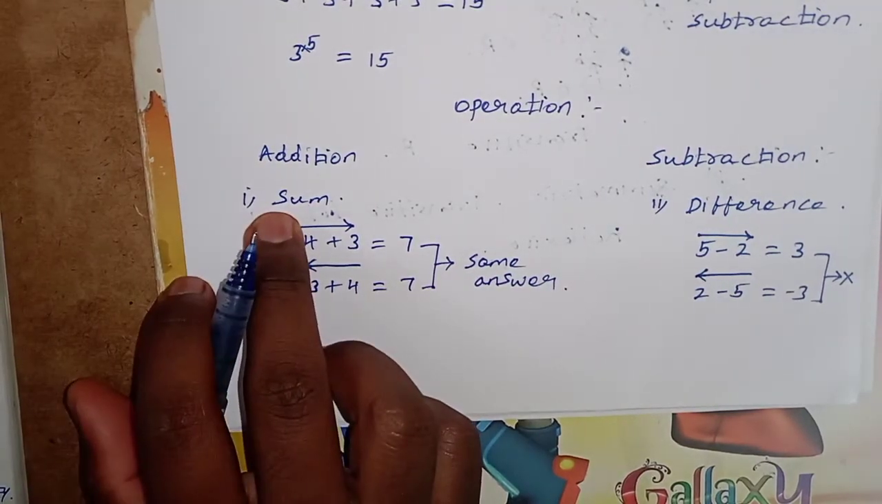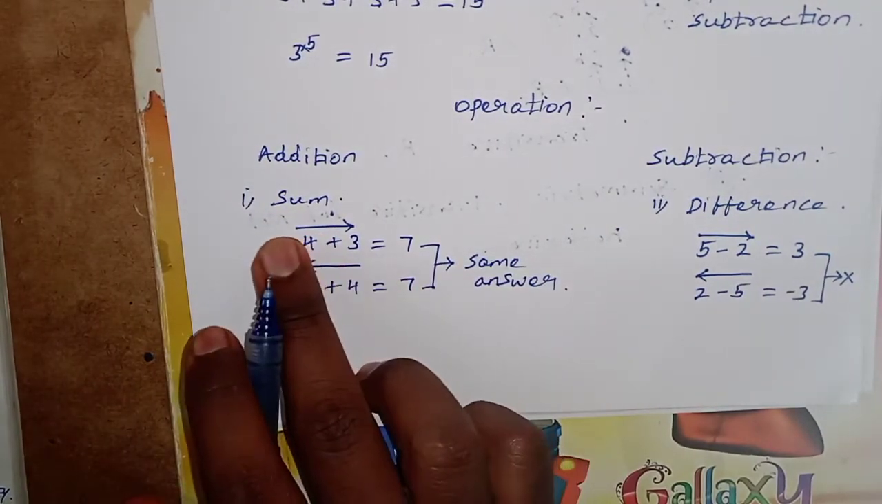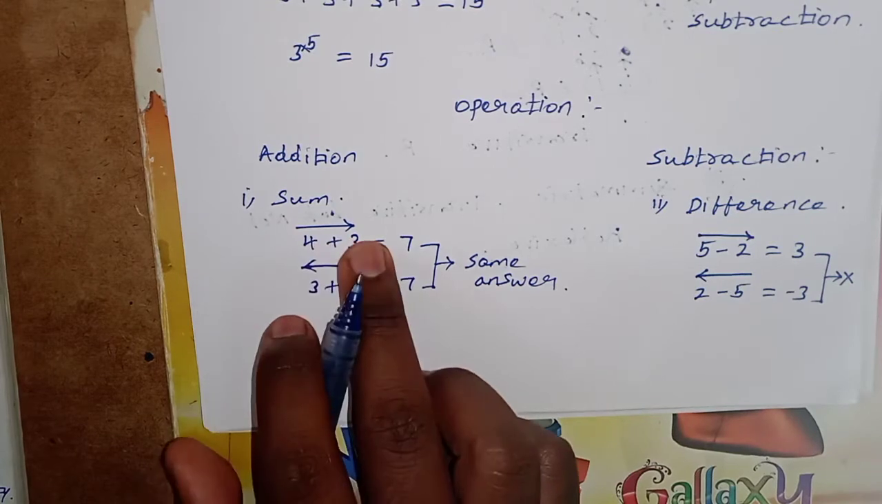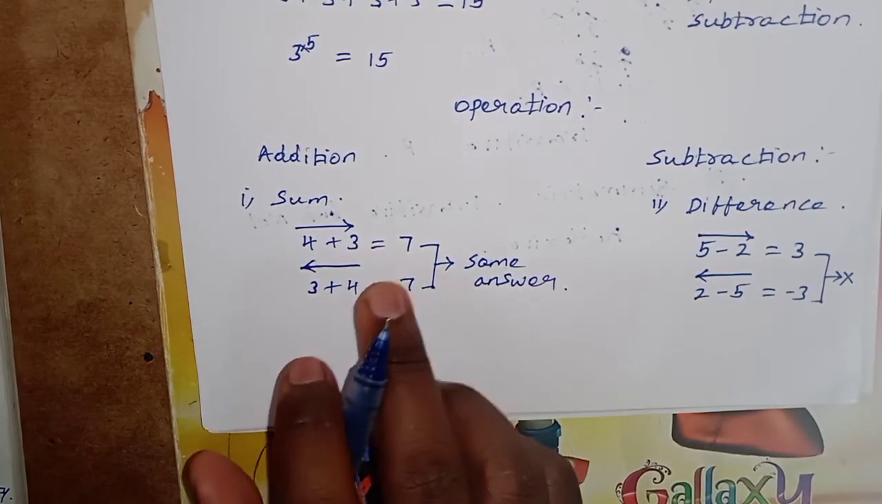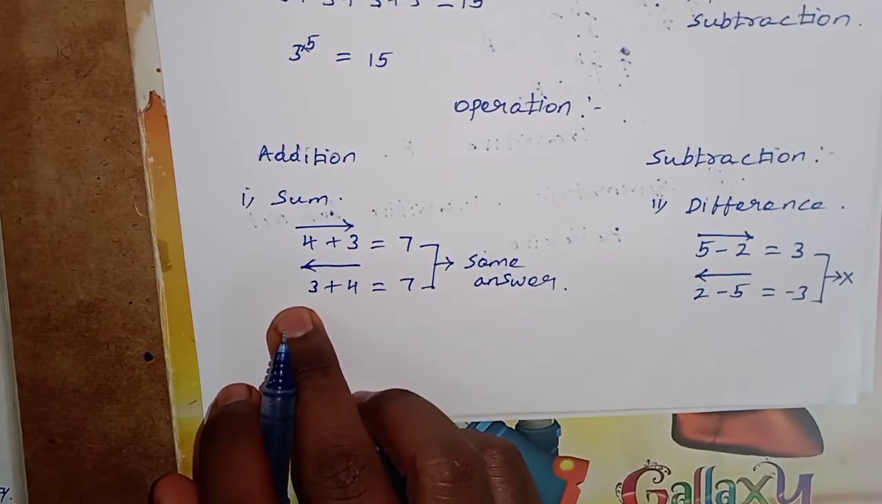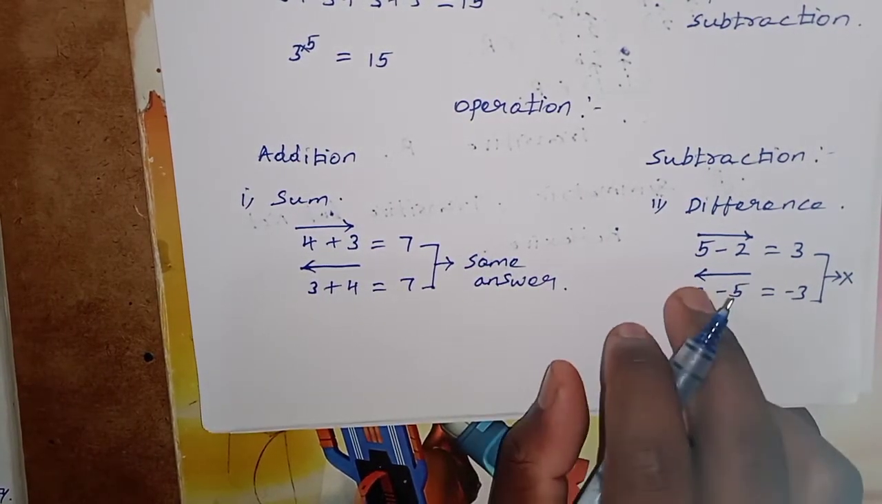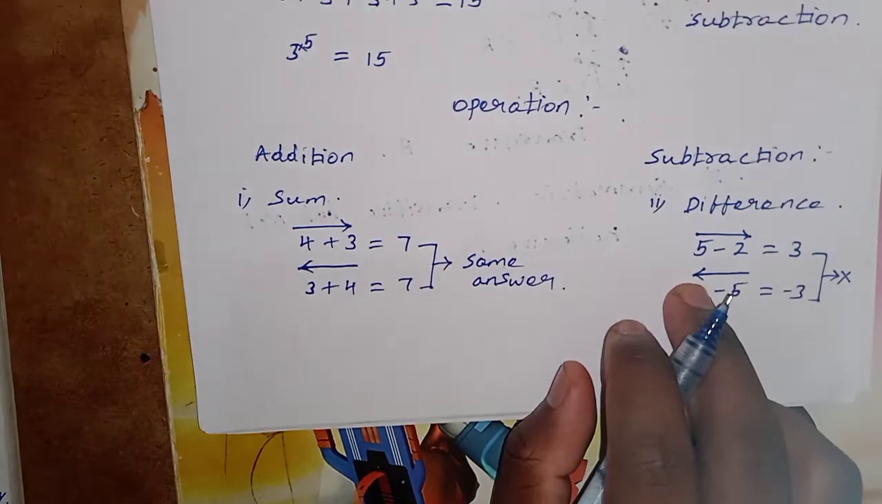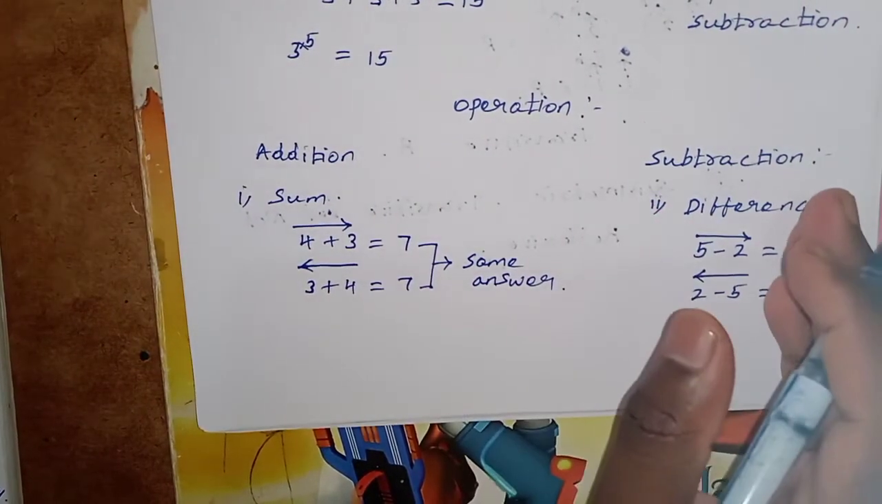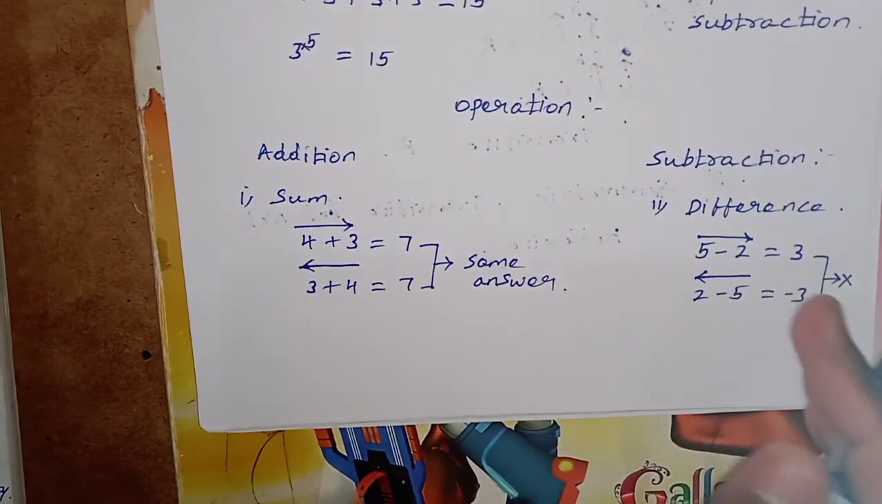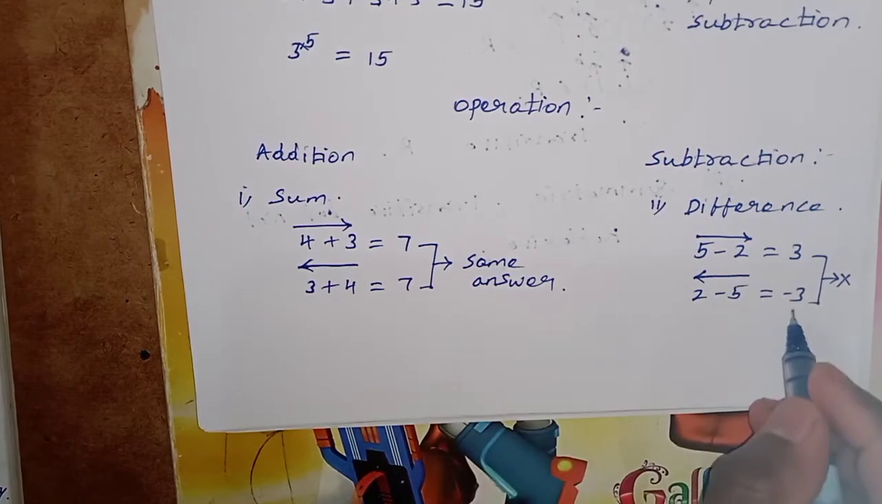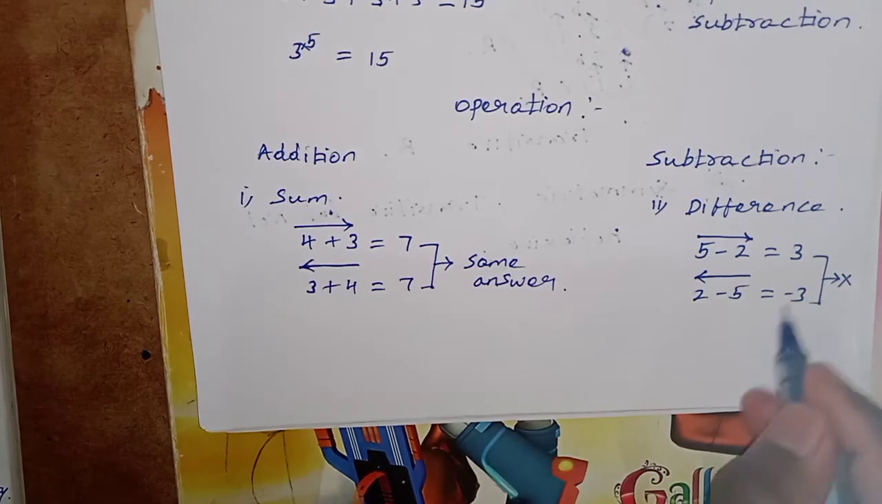For sum you can add from right to left or left to right. But for difference you have to only go from left to right, no right to left. Here it will become a negative value.